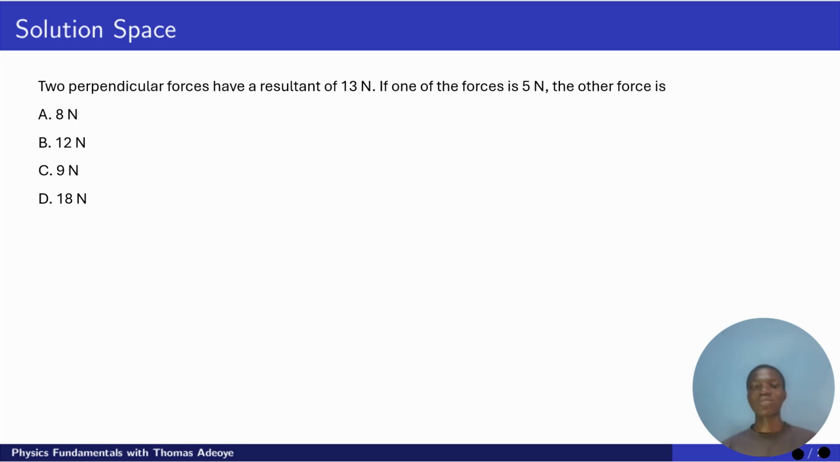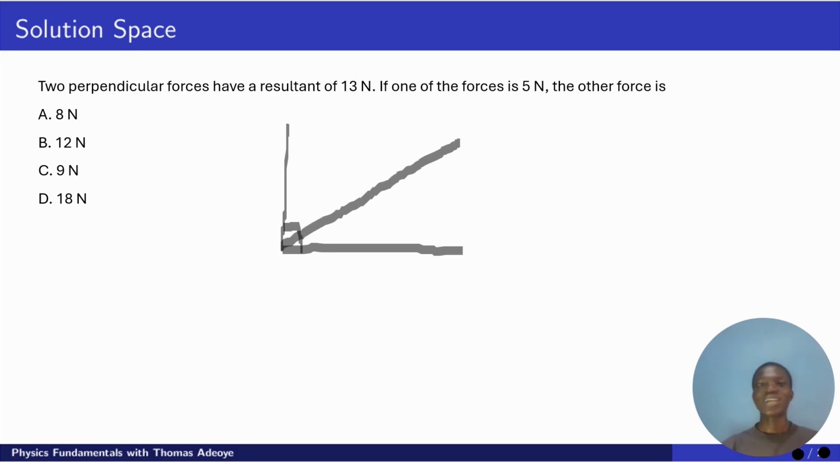Because they are perpendicular forces, you know that you can just draw a right angle triangle. It means we have two forces and the angle between them is 90 degrees, and the resultant of course will be the hypotenuse. They gave us the resultant to be 13 Newton, and this makes a complete right angle triangle.